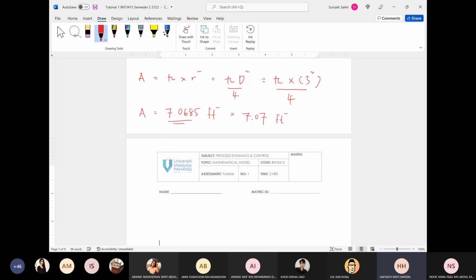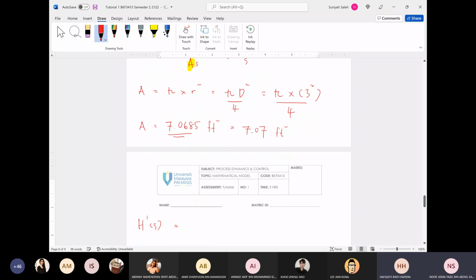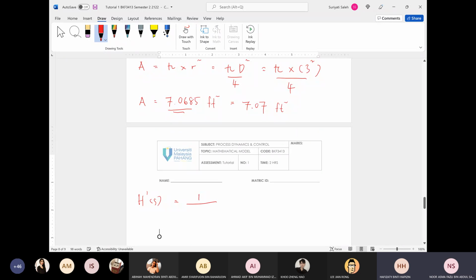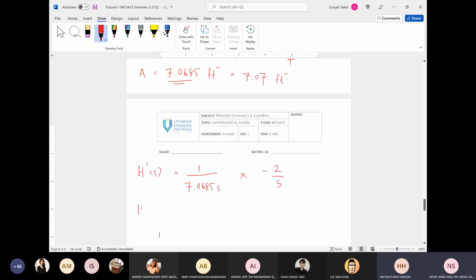Now H prime S equal to 1 over AS, 1 over 7.0685 S multiplied with negative 2 over S. So in this case, for H prime S, please divide negative 2 over 7.0685.